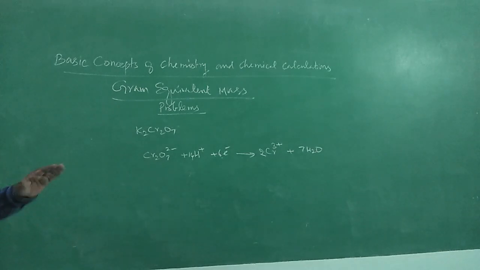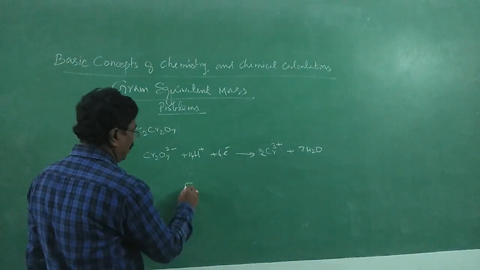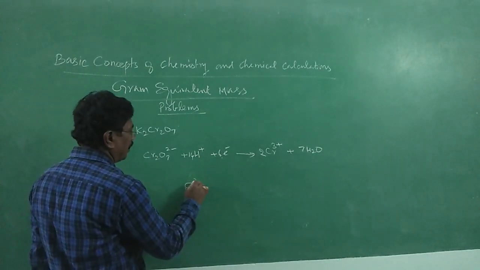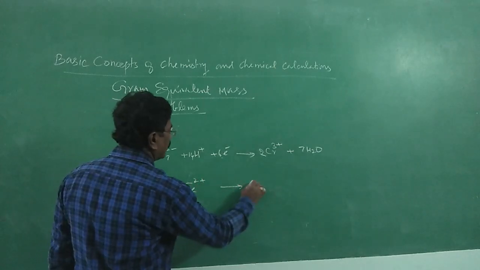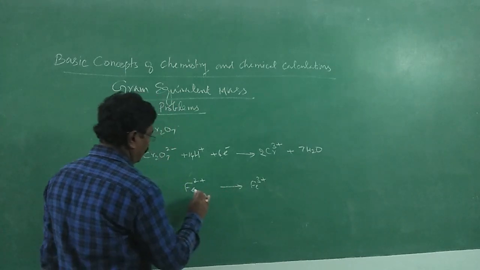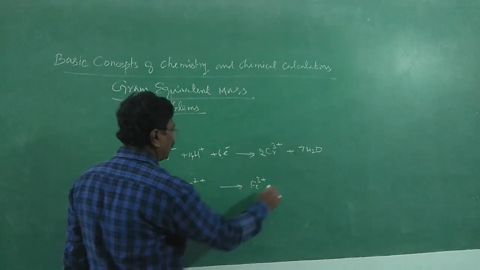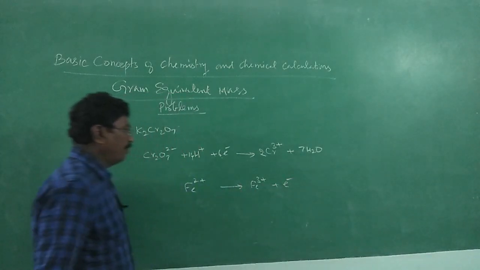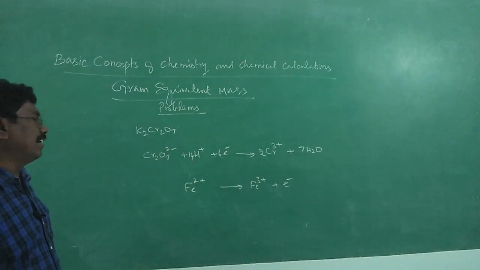The other half reaction may be with ferrous sulfate, so that the ferrous ion will become the ferric ion. This is how we have to write. Fe2 plus will become Fe3 plus by the loss of electron. We will be summing up and we will be getting the net reaction.